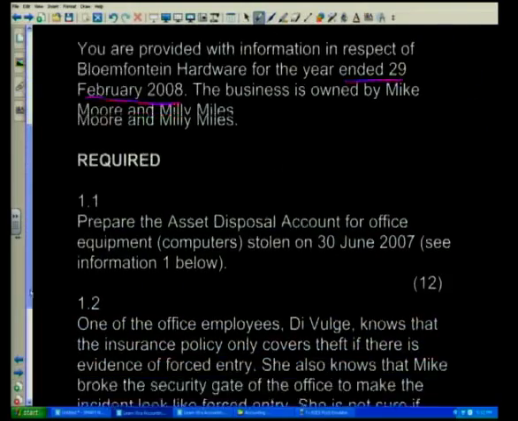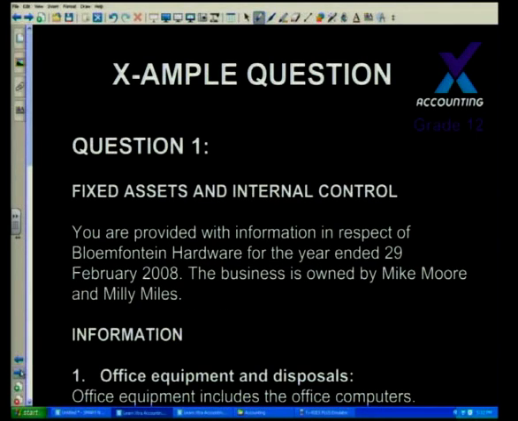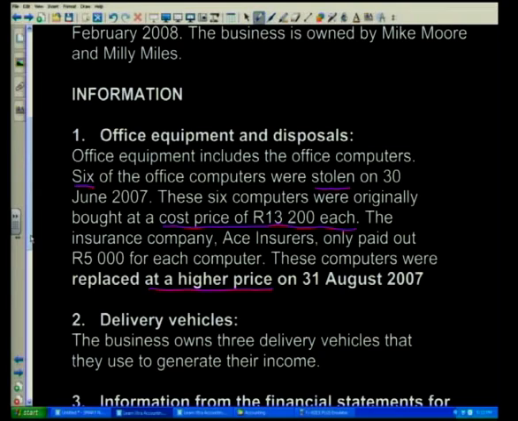Can you see that the question says in information point 1 that office equipment includes 6 office computers that were stolen on the 30th of June 2007? So this 6 is an important number because it says that the 6 computers were originally bought at a cost price of 13,200 Rand each. Can you see that we have now been given the cost price of the computers that were stolen? 6 computers, each costing 13,200 Rand.